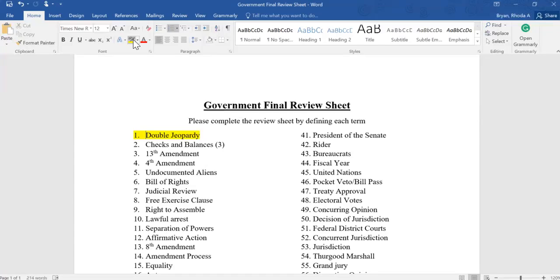Then we have checks and balances. Now, checks and balances is a little different because there's three different questions over that. A lot of them are concept questions. The first one talks about the legislative and the judicial branch, and it asks how they check each other. The legislative can check the judicial branch by removing judges through impeachment, but the judicial branch can check the legislative branch by declaring a law unconstitutional.